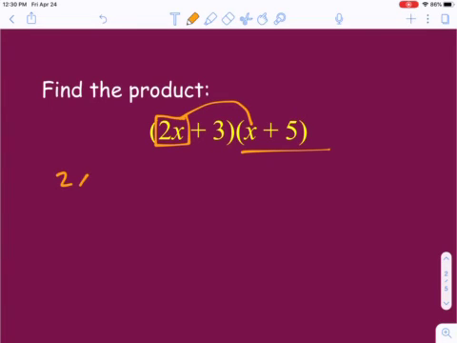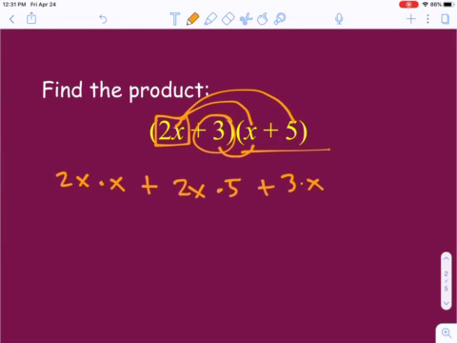So we have 2x, and I'm just going to write this out on this first one so you can see it. So I have 2x times x, plus 2x times 5, because 2x is positive and 5 is positive. And then we're going to do this term now and distribute it, so plus 3 times x, plus 3 times 5. I don't expect you to write this out this way. I'm just doing this one really obviously so you can see it.